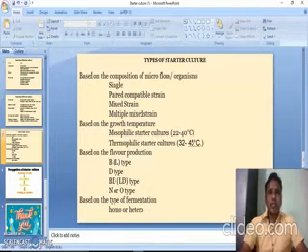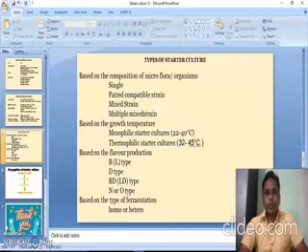The first one is the single. Single means for the fermentation process, just a single type of the microorganism is selected or added. In that case, that is called as the single microorganisms. Then the paired, it means in this type the two types of the microorganisms are added.